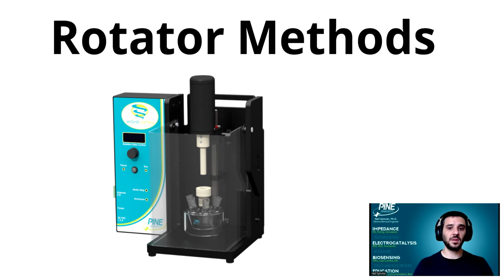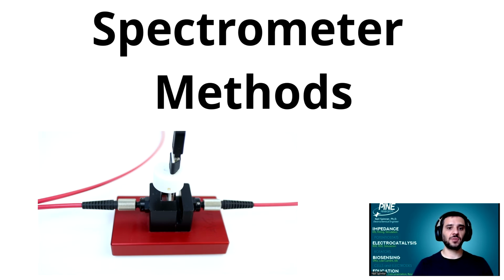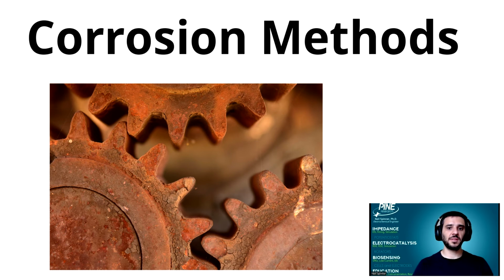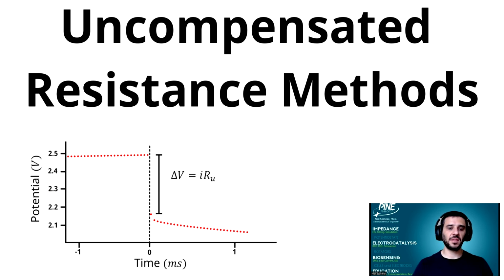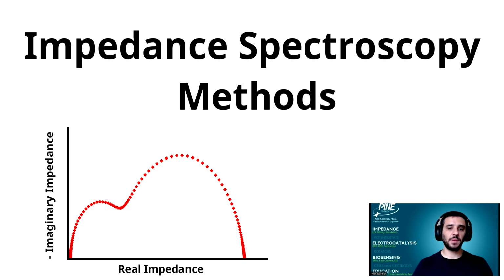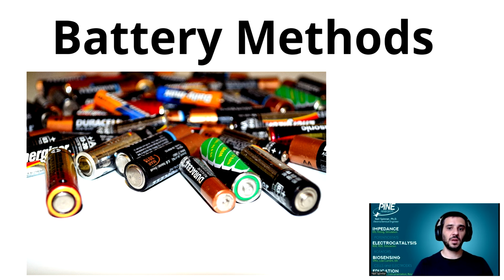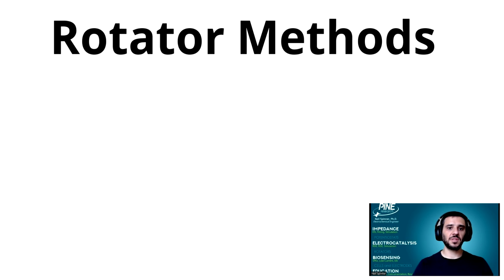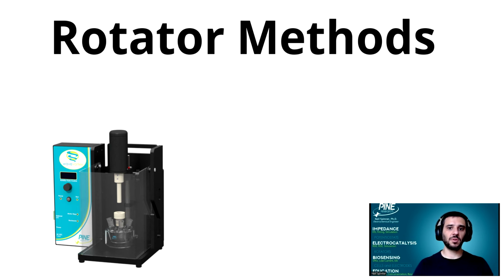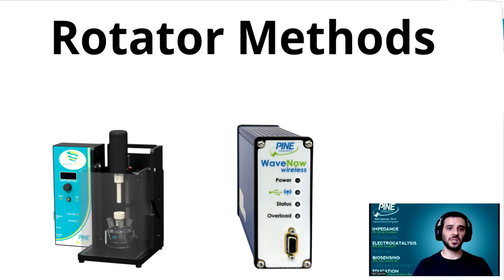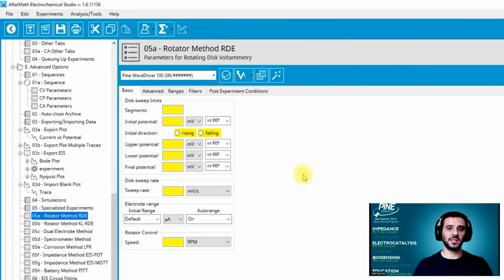A number of different experiments have been programmed in AfterMath for specialized types of tests, including rotator methods, dual electrode methods, spectrometer methods, corrosion methods, uncompensated resistance methods, impedance spectroscopy methods, and battery methods. For rotating methods, these are for times when using an electrode rotator in conjunction with a potentiostat. The RDE method is essentially a cyclic voltammetry experiment, but with a rotator control option built in.